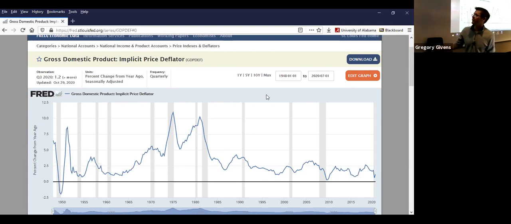Now, on this graph, we see that the only time where we actually experienced deflation was in the early 1950s. But if you look at data from the Great Depression and even earlier during some periods in the 1920s, we also experienced deflation. That is falling prices or negative inflation.